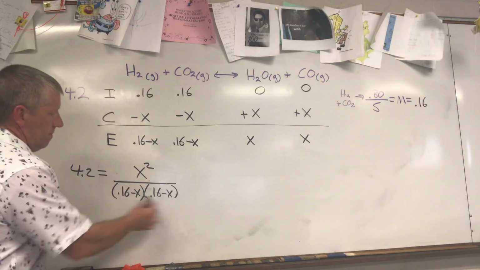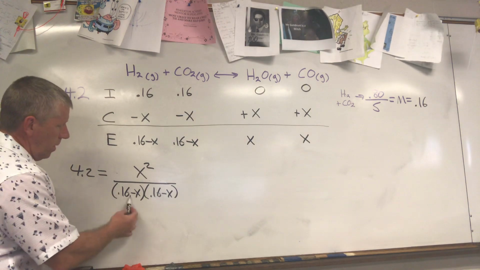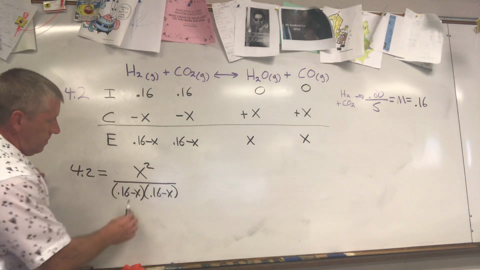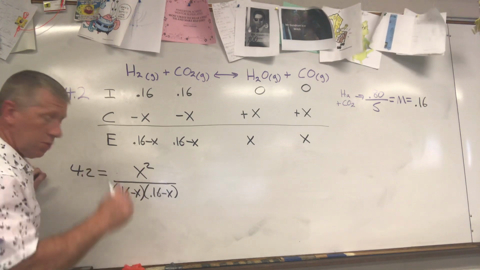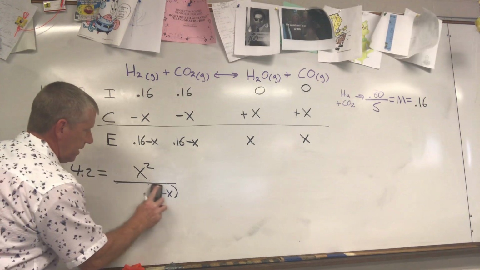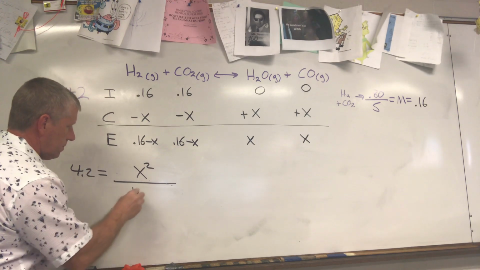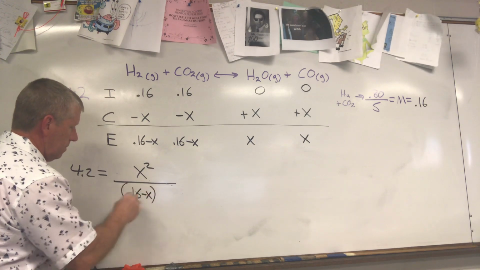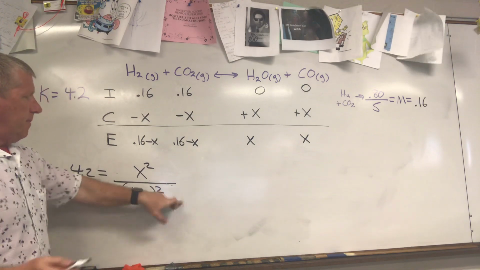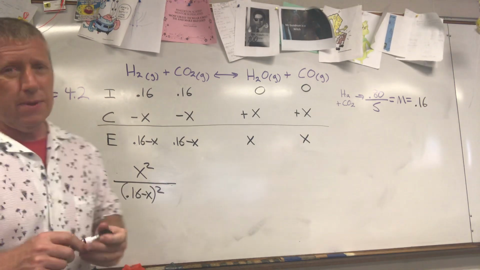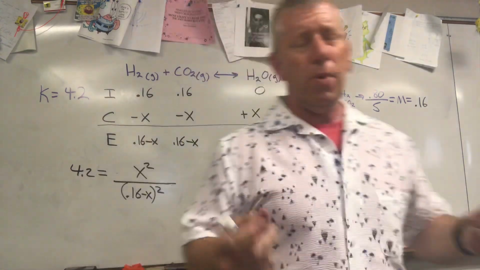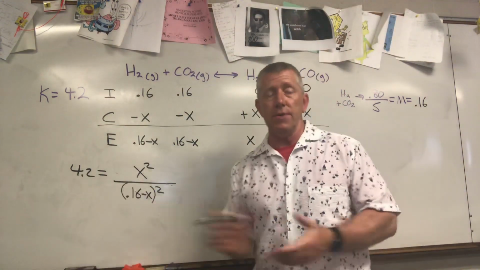What about this? This is 0.16 minus x squared, right? Same thing multiplied by itself is squared. So 0.16 minus x squared. Now here's the tricky part about this one. You probably would not see this unless I pointed it out. So I'm going to point it out, and you will see a problem like this on your next test.